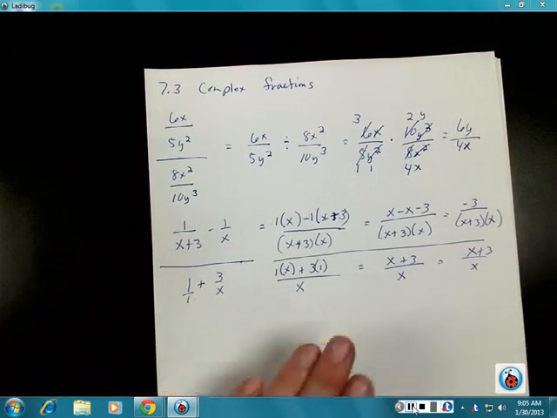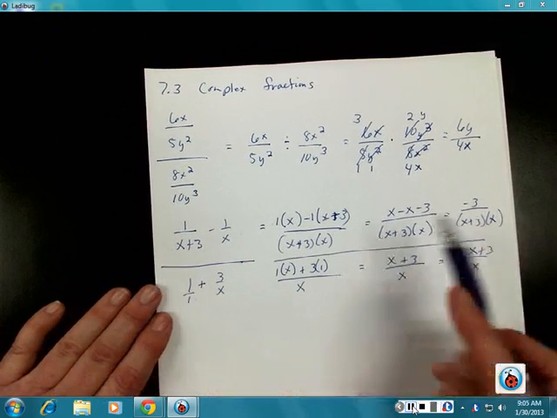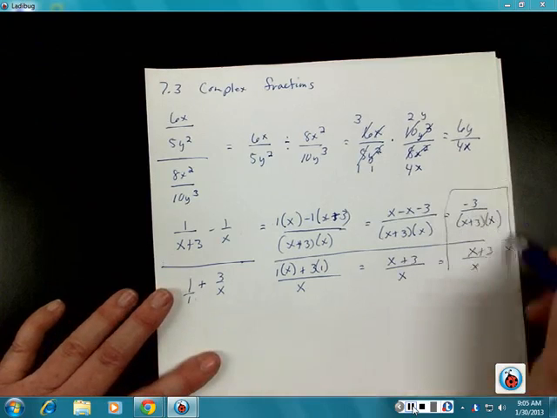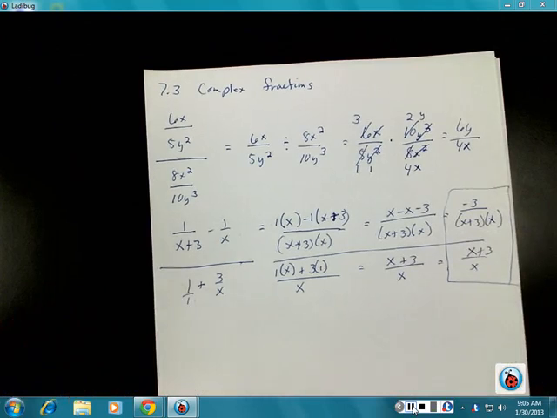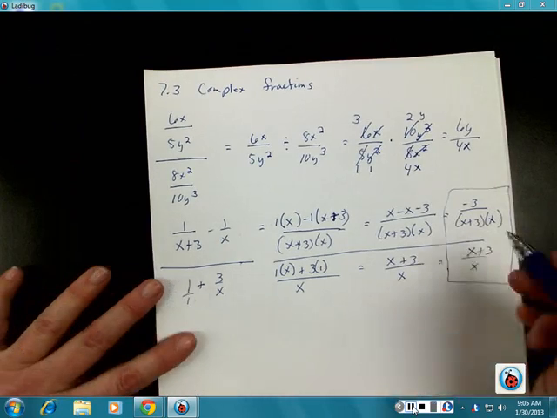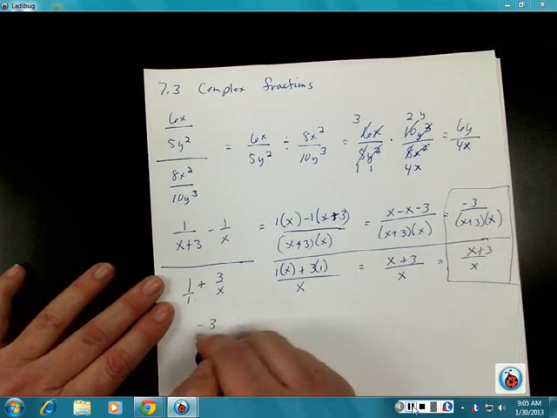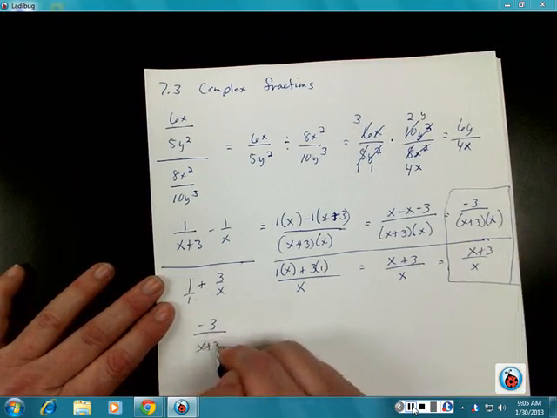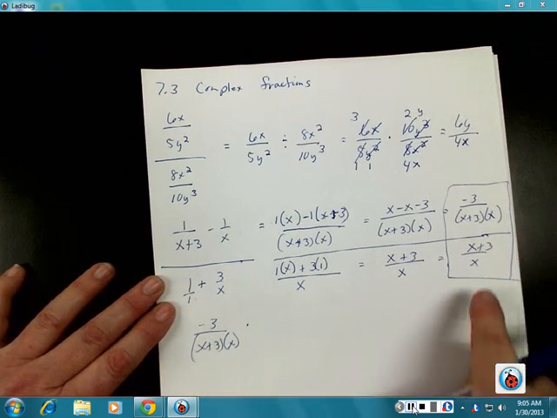Okay, so now what do I have left? Once I get this solved and I get this solved, I am down to this part. So what has to happen to finish it? The big bar line in there means to divide. So that means I have a negative 3 over x plus 3 times x times, remember what do we do with this piece? Flip it.